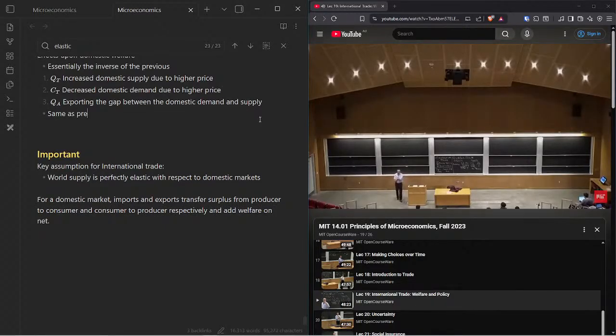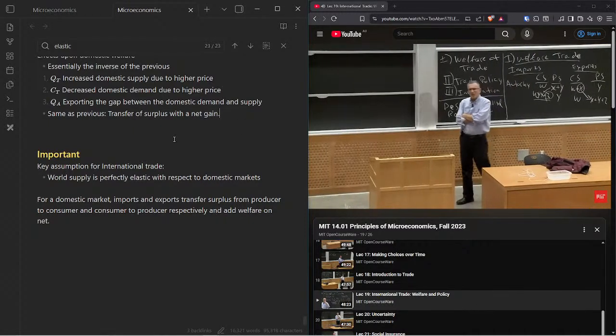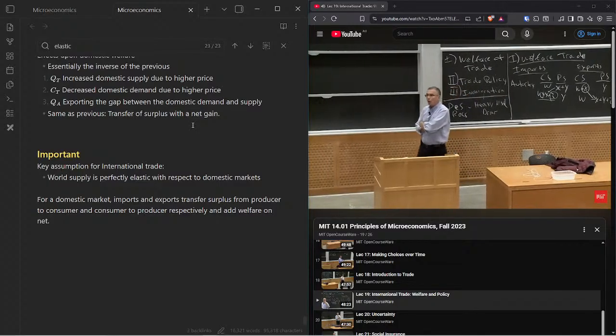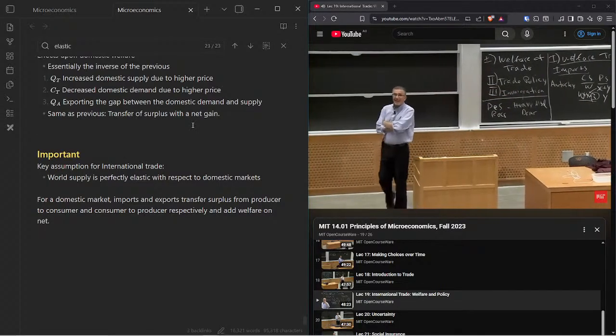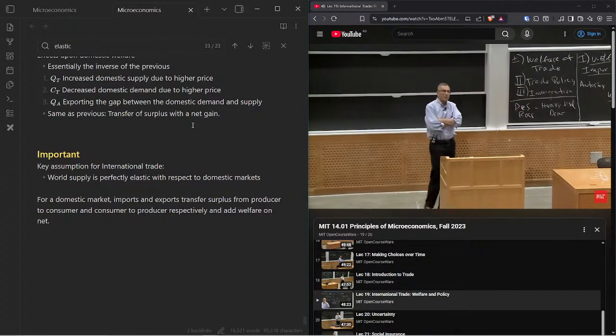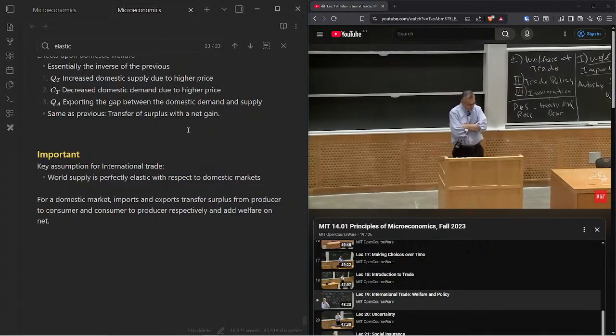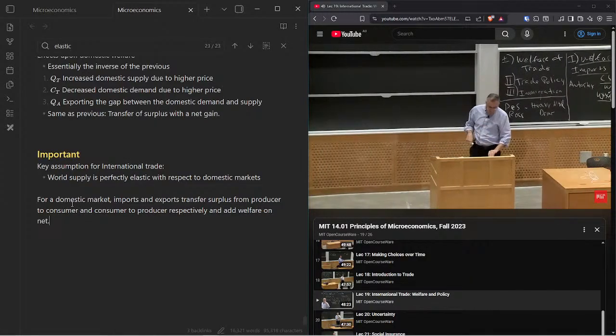So this is kind of bizarre if you think about it. Imports increase social welfare, and exports increase social welfare. It's kind of crazy, but it's true. Basically, both are true because you are creating gains from trade by opening up to a new market. So in either case, you get welfare increases from trade.